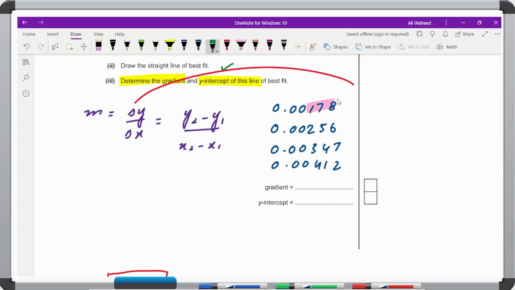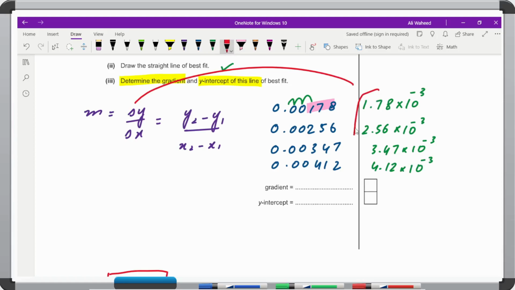So you can convert it into something like this, 1.78 into 10 to the power minus 3. Likewise, the next one would be 2.56 into 10 to the power minus 3. The third one would be 3.47 into 10 to the power minus 3, then 4.12 into 10 to the power minus 3. Then you have to scale the axis according to these values.